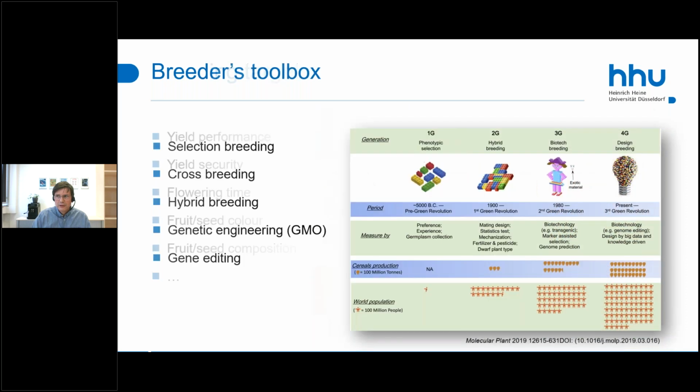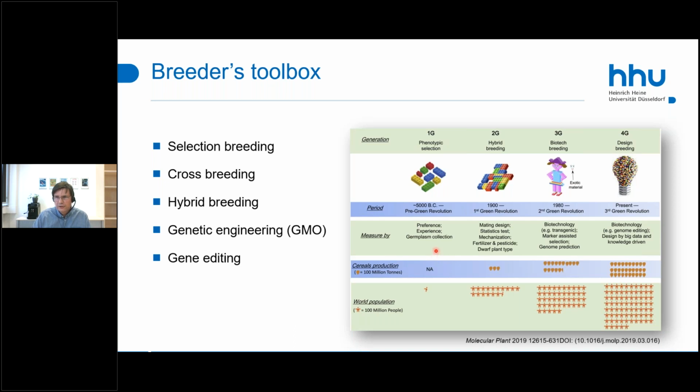So how can the breeders cope and achieve these targets? Here on this slide, you can see the development of the breeder's toolbox, starting with the ancient breeders, who started just with selection breeding. Later on, they started crossing, which of course allowed feeding a larger population of people.